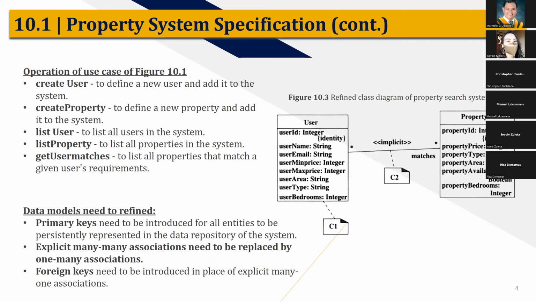Okay, for case 2, a property matches a user's requirements if its price is in the range, it's available. Let's say, for example, we look for a house on Facebook. Of course, we still have preferences of our own, so we won't search for something out of our budget.